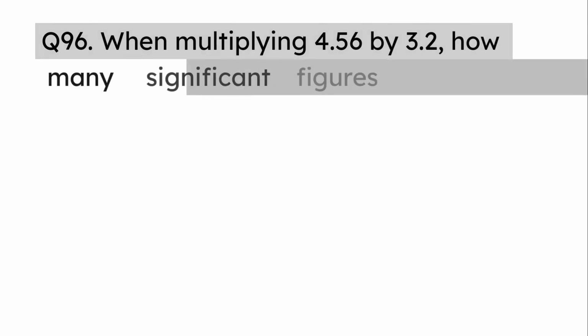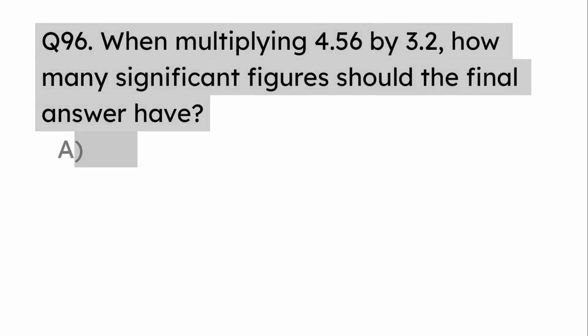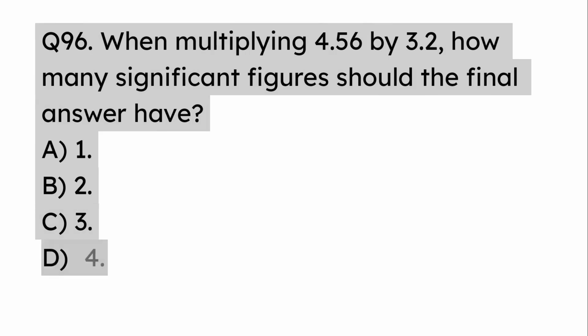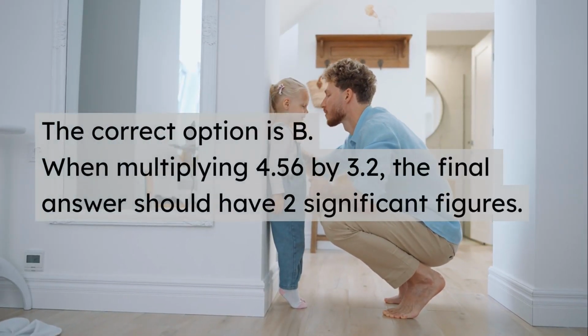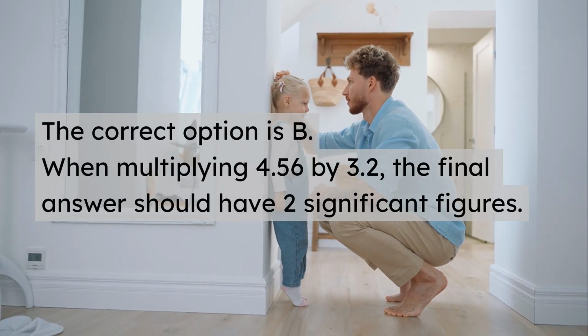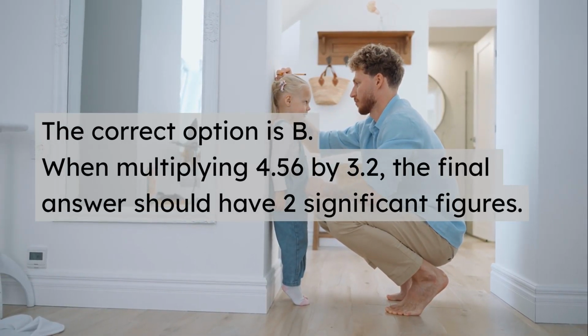Q96. When multiplying 4.56 by 3.2, how many significant figures should the final answer have? A. 1, B. 2, C. 3, D. 4. The correct option is B. When multiplying 4.56 by 3.2, the final answer should have 2 significant figures.